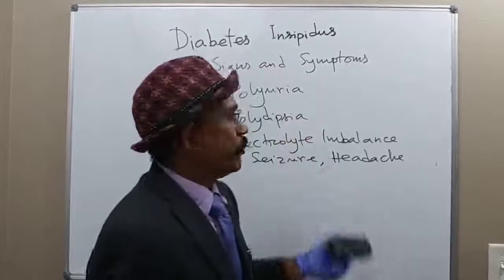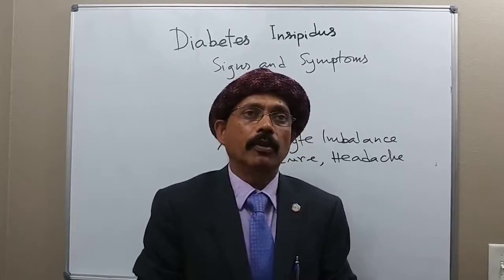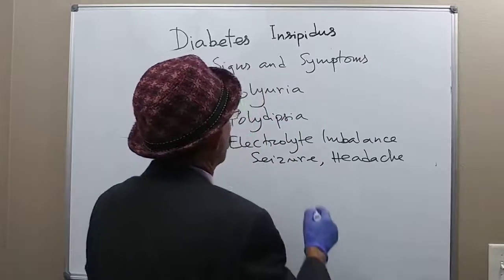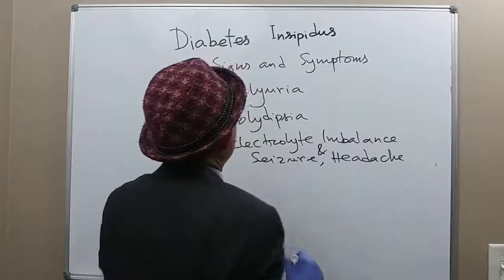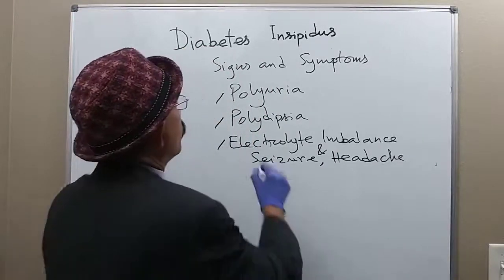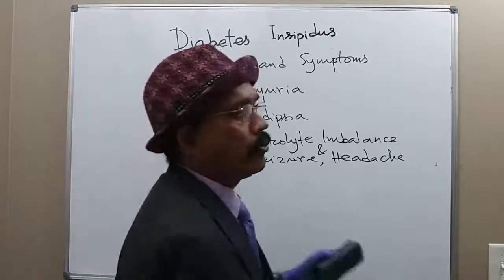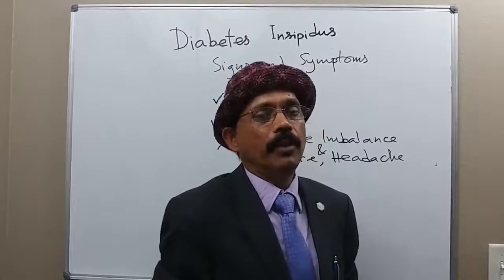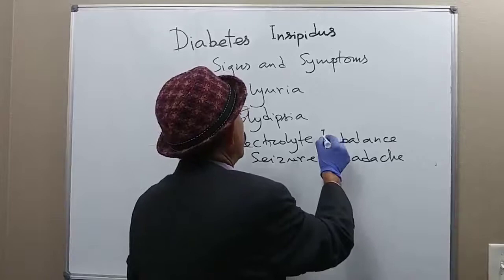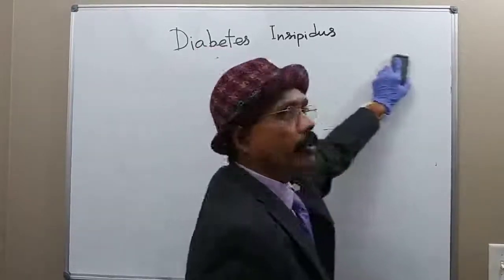Certainly, people may not like to go to the restroom so frequently. They may be very nervous. So we got the signs and symptoms: polyuria, polydipsia, electrolyte imbalance, seizure and headache. Mostly polyuria and polydipsia happen. Usually people take a lot of water, so they may not go through electrolyte imbalance, seizure or headache.